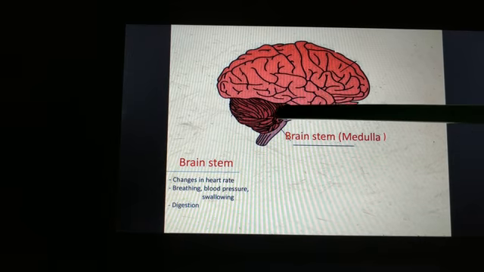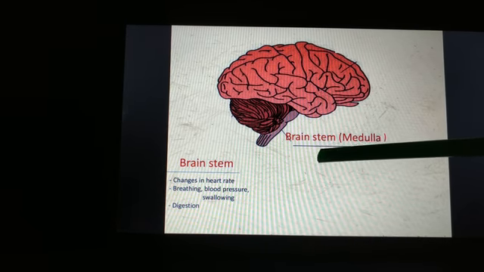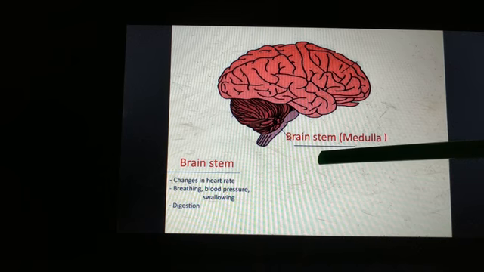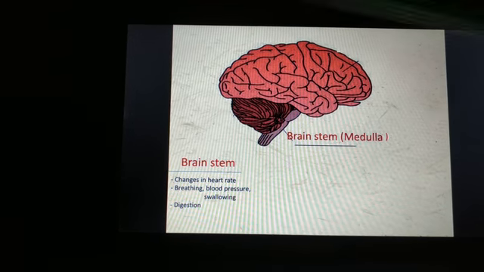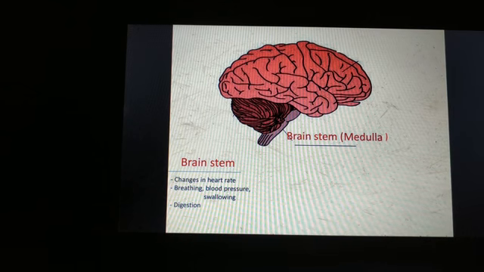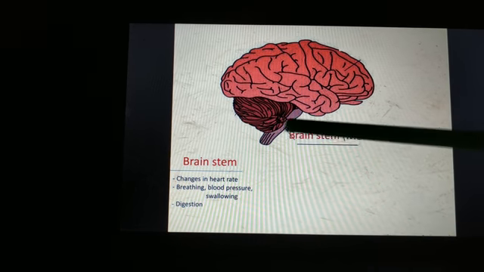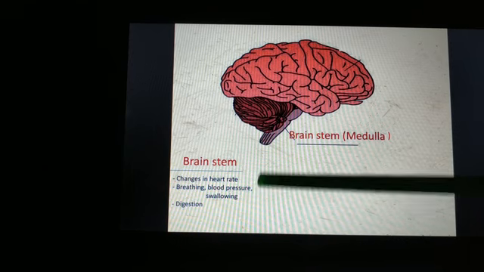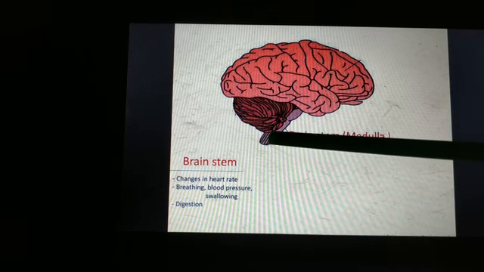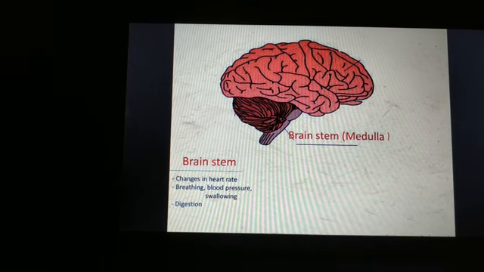The third part of our brain is the medulla or brain stem. We also call it the brain stem, since it looks like a stem, isn't it? The medulla is the lower part of the brain and it is connected to the spinal cord. Here the spinal cord will be present. So the medulla connects to the spinal cord, and here it is connected to the brain.